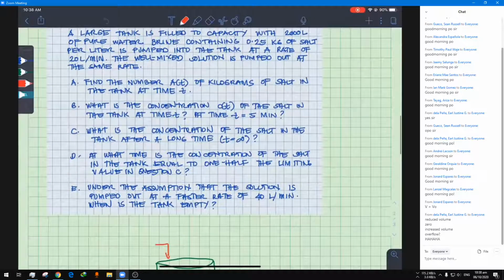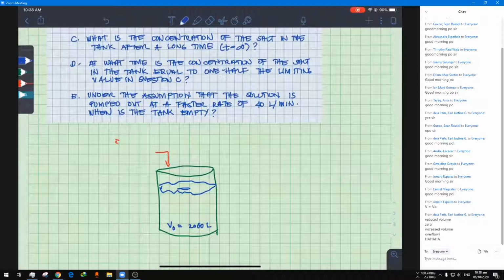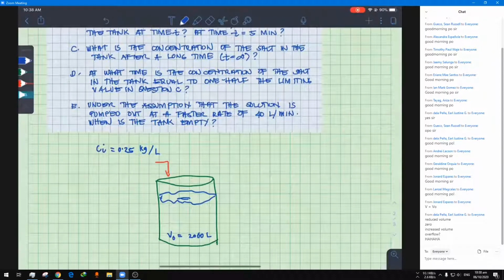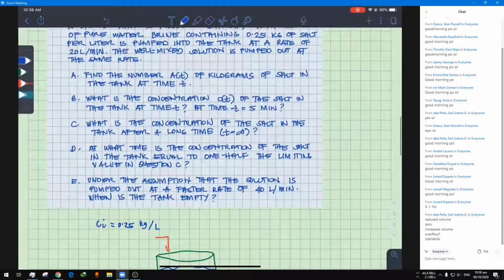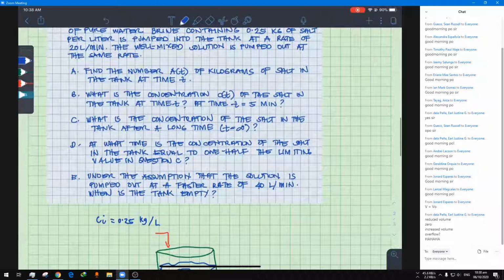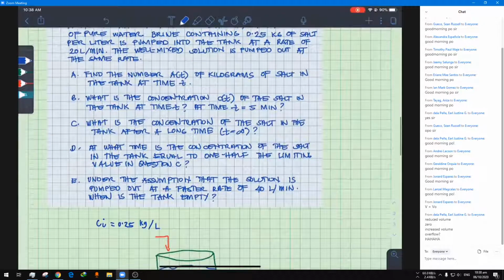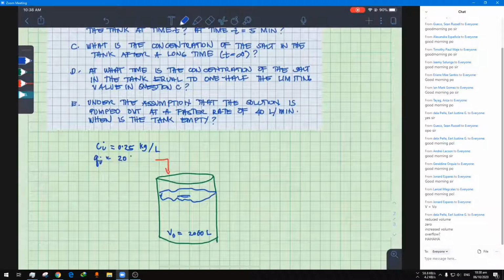So meron tayong 0.25 kilograms of salt per liter. What is that? Point 25 kilograms per liter. That is the input concentration. So that is the amount of salt that is present in the brine. So for every liter, merong 1/4 kilogram of salt. Tapos, it is pumped into the tank at the rate of 20 liters per minute. So pumapasok at 20 liters per minute.